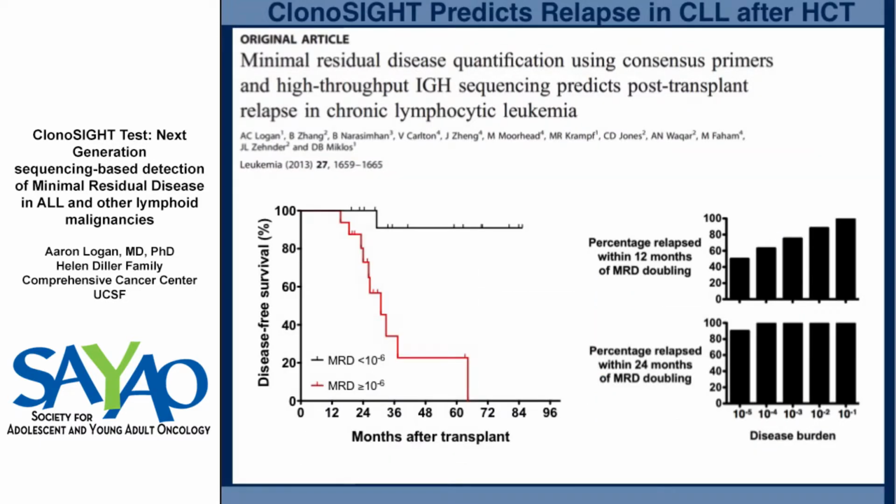As Malik explained, we previously looked at this technology in CLL in the post-transplant setting and showed that at a 1-year landmark analysis, you could segregate patients who likely were never going to relapse from those who were fated to relapse based on whether they had as low as 10 to the minus 6 disease. And importantly, if you look at serial samples, and detect MRD doubling, based on the disease burden at that time, you can predict with pretty good certainty whether they will relapse within 12 months or 24 months.